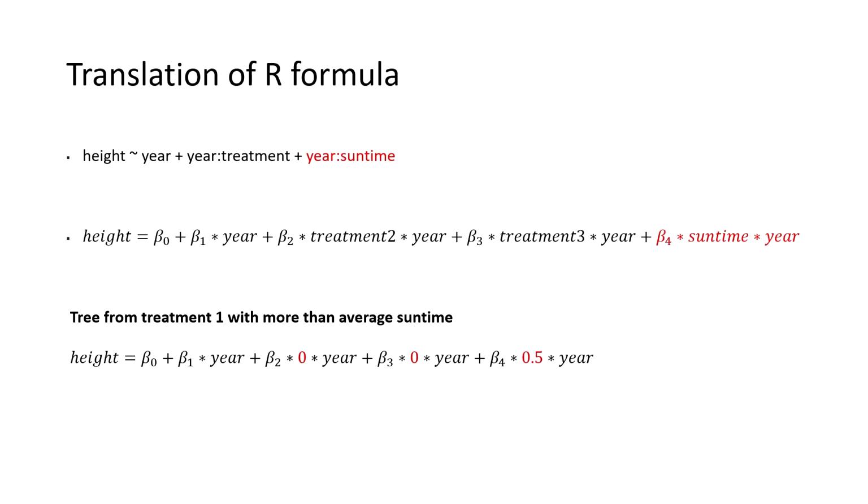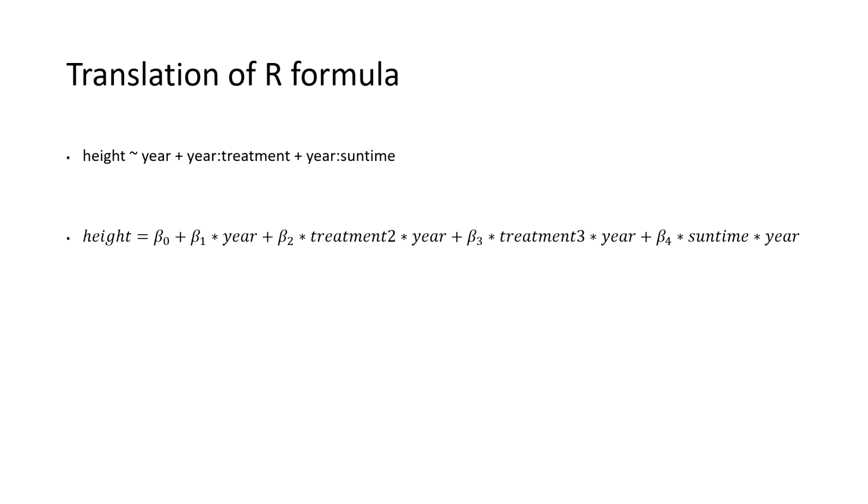If a tree received, for example, half an hour more than the average suntime per day, the variable suntime is 0.5. And by simplifying the expression, we see that the parameter beta 4 modifies the growth rate per year according to the suntime. Alright, I hope that makes it a little clearer what model we have specified and how it can be interpreted. So let's go back to R.